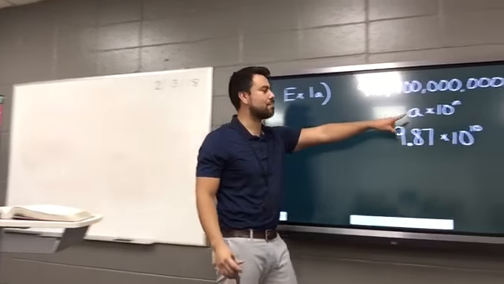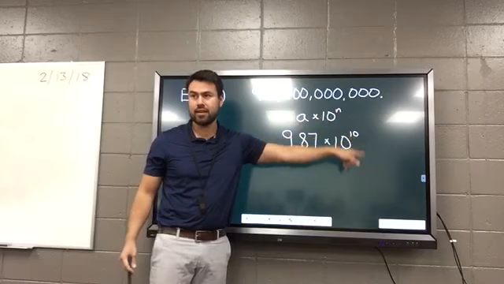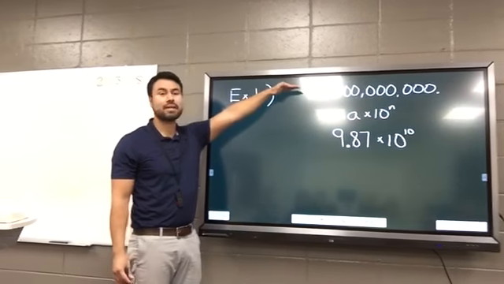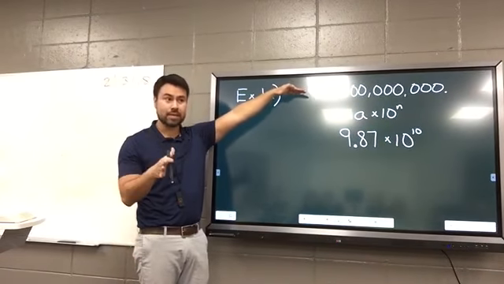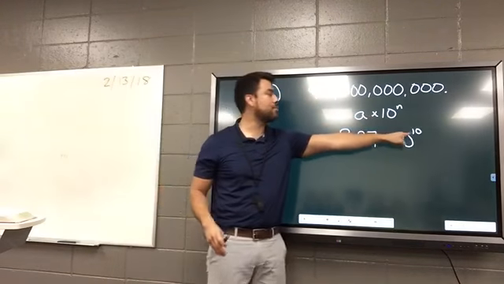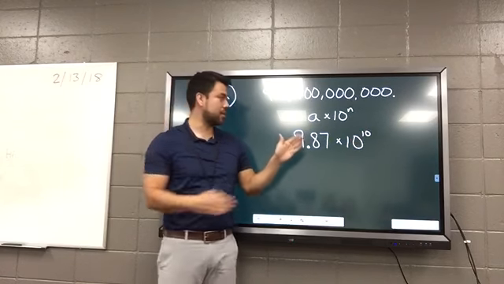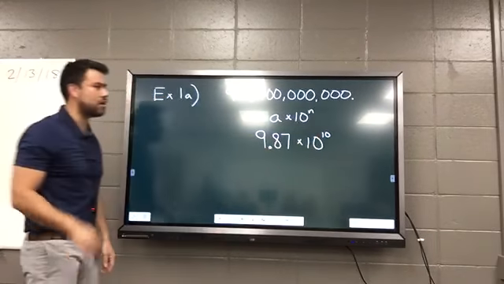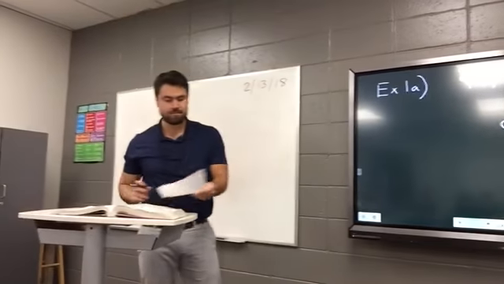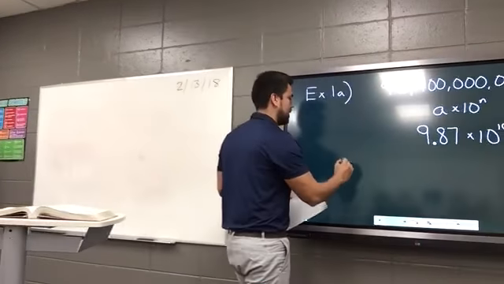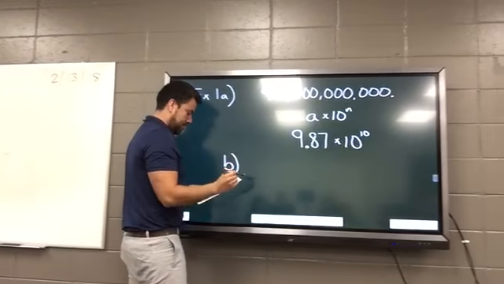Now, I think the biggest part about this first part of the lesson: how do you know if that's a positive 10 or a negative 10? Well, let me ask you again, was this a big number to start with? So big numbers have what kind of exponents? Positive, always. Big numbers, positive exponents. And I'll summarize that in a little bit. Okay, look at B then. Example 1b.